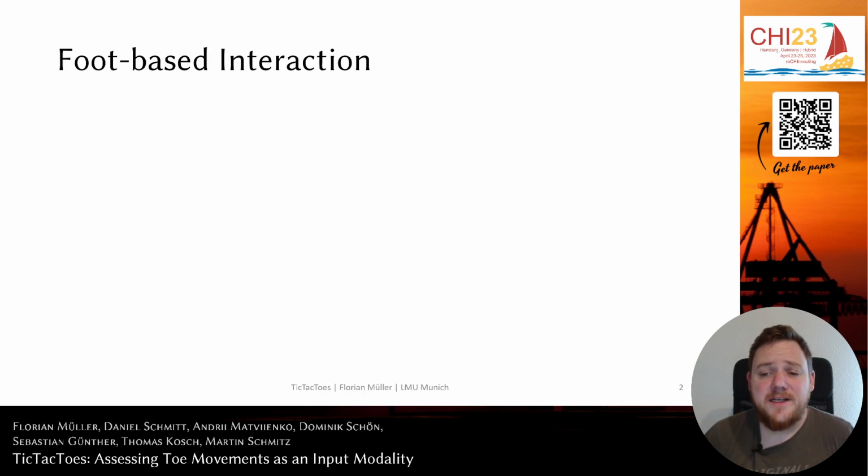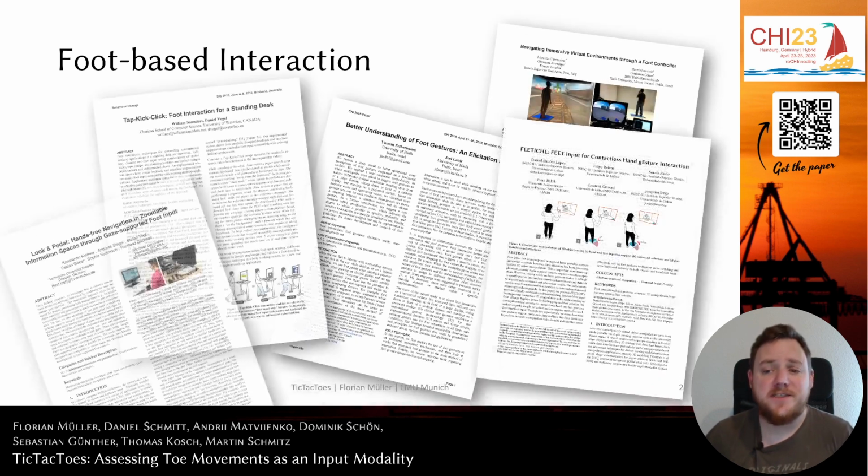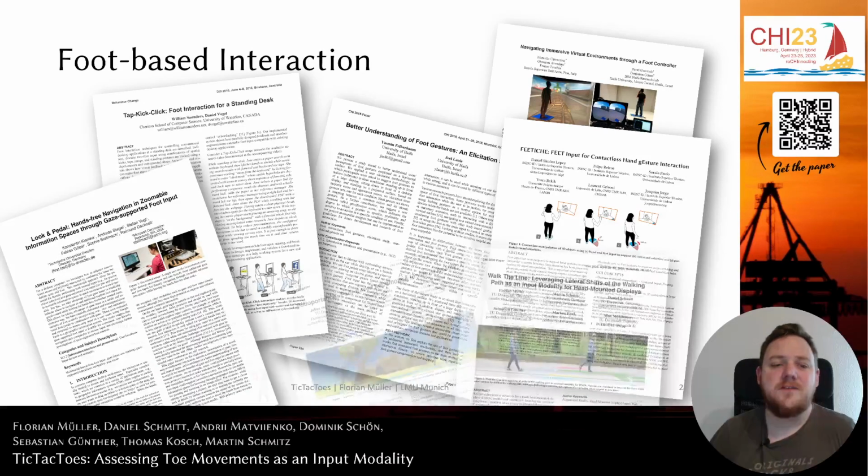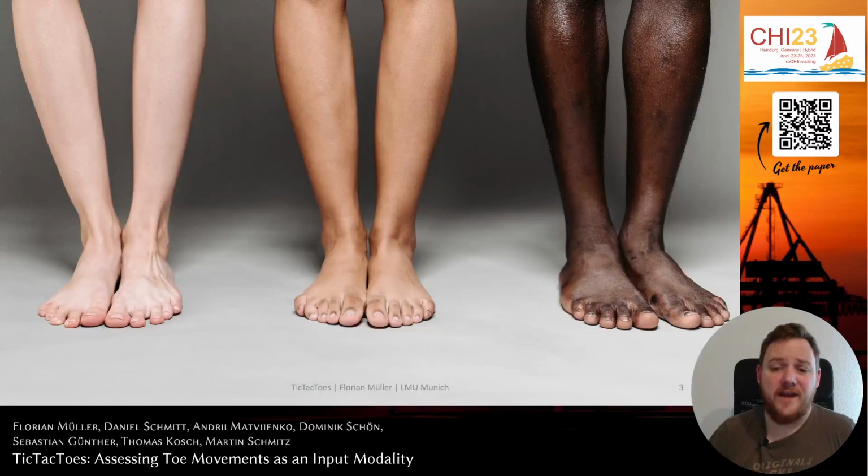Over the last few years, we have seen a constant stream of works exploring foot-based interaction techniques for all kinds of devices and contexts, from desktop PCs to head-mounted displays, and I have also written a couple of these. If we now take a closer look at these papers, we see that they are mainly concerned with the external degrees of freedom of our foot. That is how the joint of the knee together with the leg and also the ankle joint move and rotate the foot as a whole.